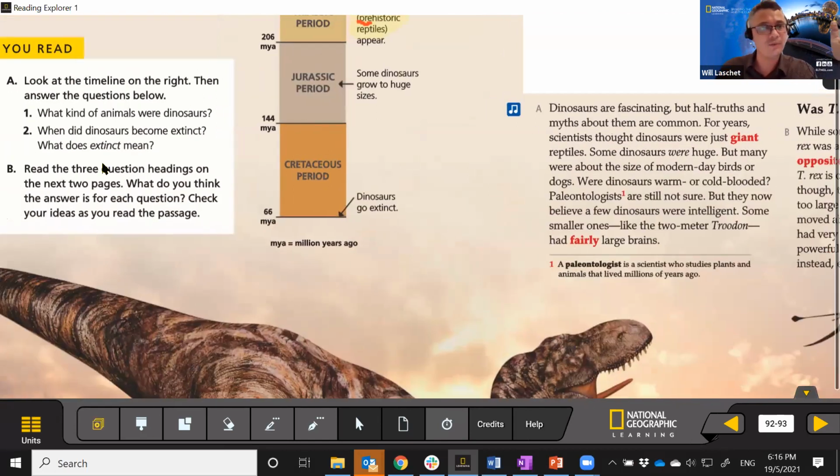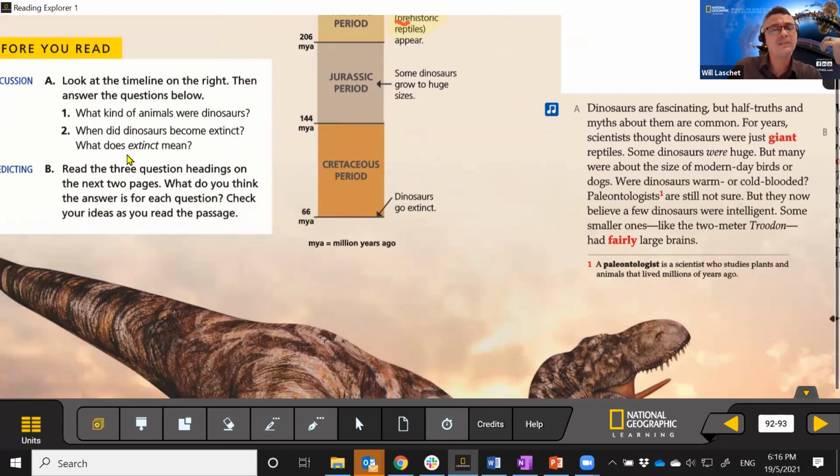Okay, one more question for you before we move on. What does extinct mean? So it says here, dinosaurs became extinct. What does extinct mean? So this is another word we need to explain to our students. It means they no longer exist. They are no more. They are dead. Okay, great. They're not breeding anymore. They died out. So it means that they were here, and then they were not here anymore because they died.